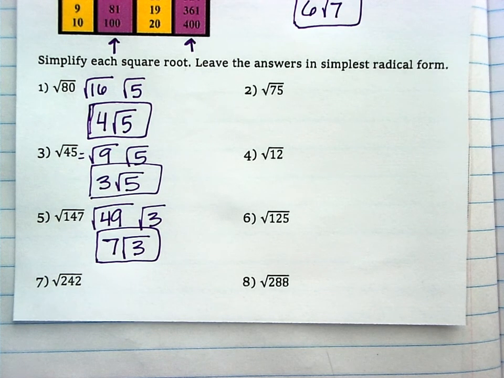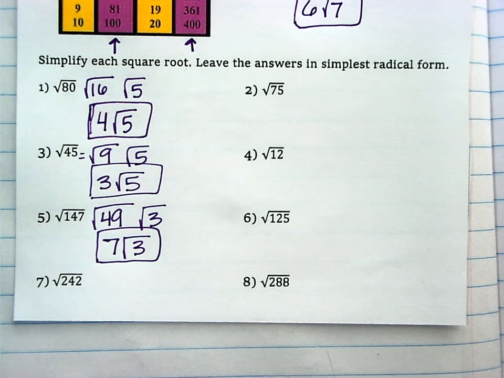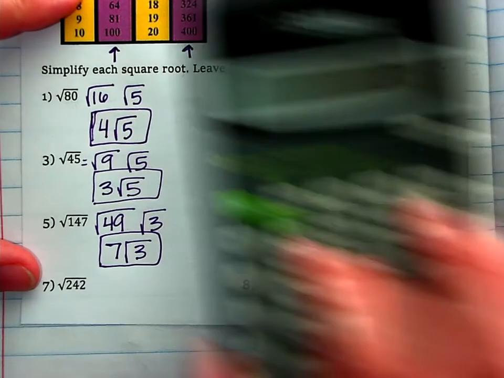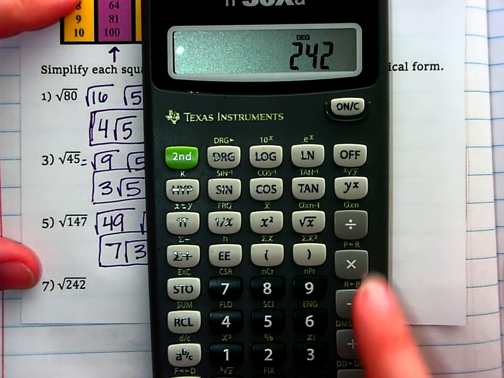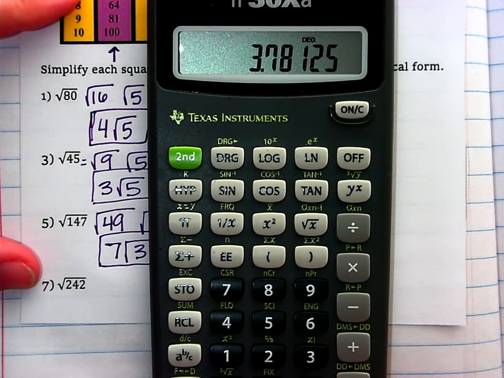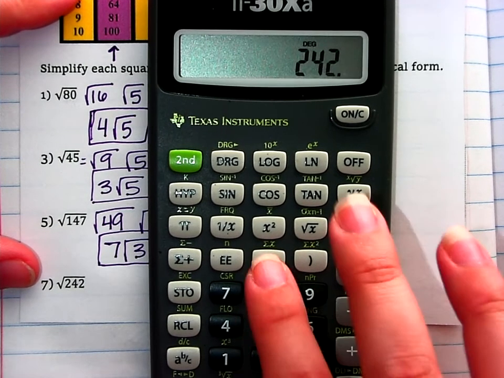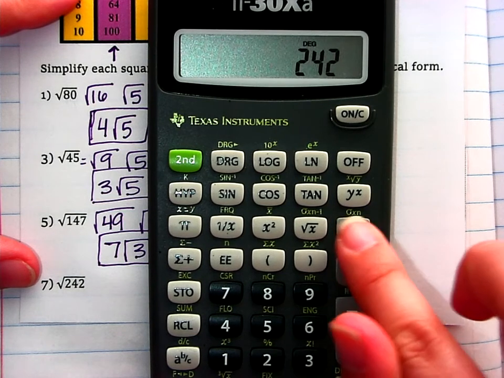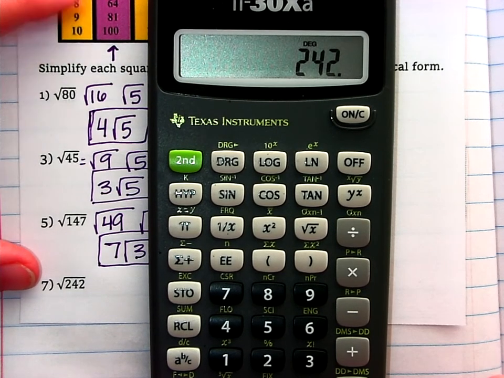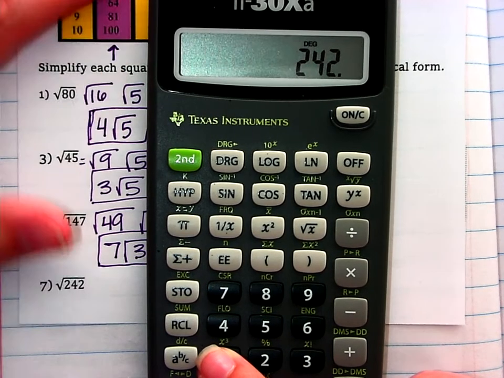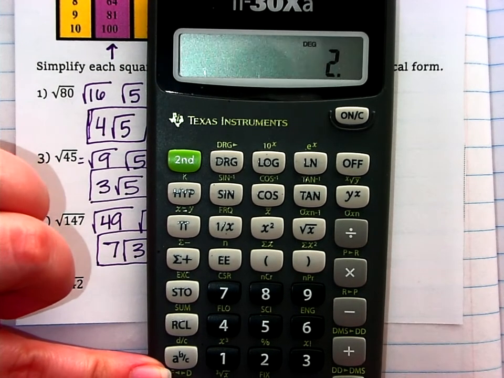Okay, 242, getting even bigger. So I'm going to start by dividing. I feel like I can jump down to 64. Let's try that one. 242 divided by 64. Decimal. 242 divided by 81. Decimal. 242 divided by, I'm going to skip 100. I know 100 won't go into it. Let's try 11 squared, 121.